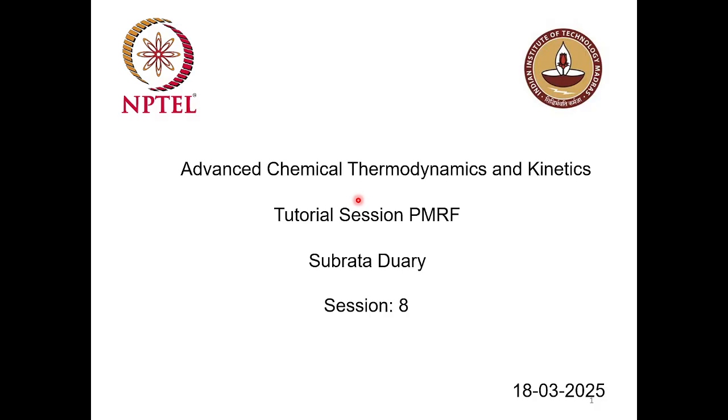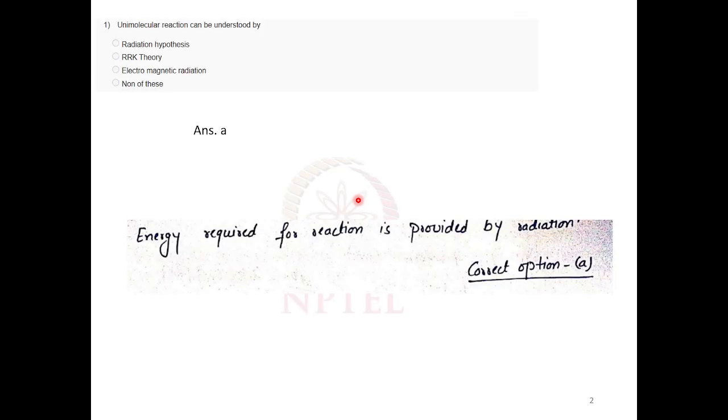So as usual in the previous class, we will also take some questions and their answers, and we will go through them shortly. This is the first question: this unimolecular reaction can be understood by radiation hypothesis, theory, and electromagnetic radiation, and none of these. So unimolecular means one type of molecule will react and give some intermediate, and that intermediate transition species will go to the product. So this kind of reaction can be enhanced by radiation. So among the four options, A will be the answer.